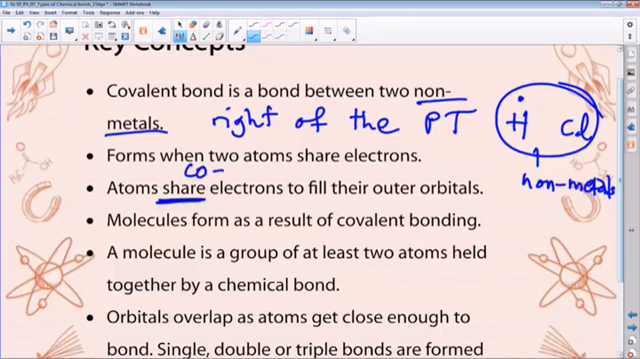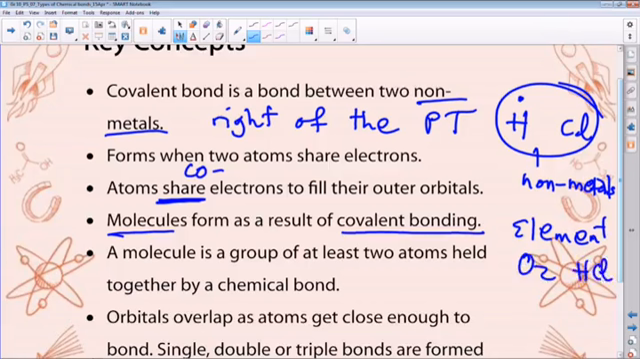Now, molecules form as a result of covalent bonding. So the substances, whether it's an element which is diatomic or triatomic, let's take for example O2. There is covalent bonding between these 2, but these are atoms of an element. But if you look at HCl, this is a molecule of a compound. We need also to clarify that as well.